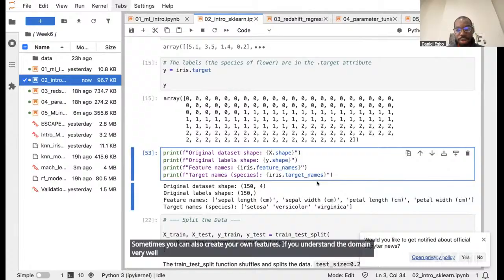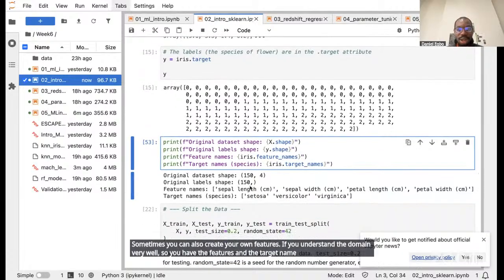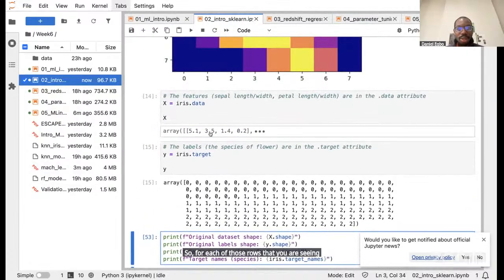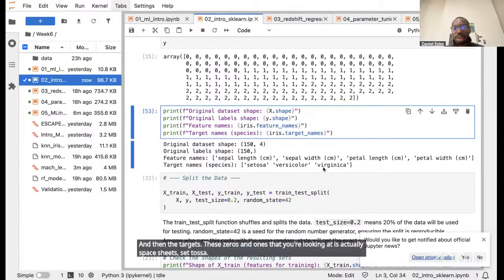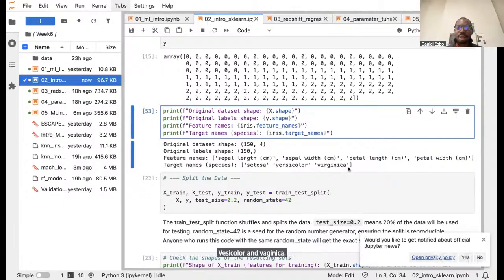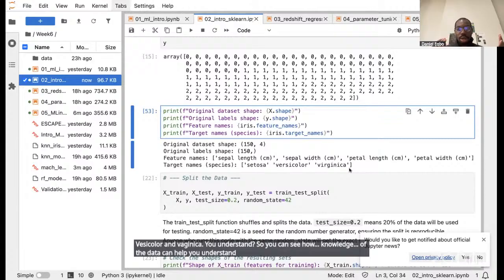So you have the features and the target names. Here it prints out the feature names. For each of those rows that you are seeing here, 1, 2, 3, 4, they represent something: sepal length, sepal width, petal length, and petal width. And then the targets, these zeros and ones that you're looking at, are actually the species: Setosa, versicolor, and virginica. You understand? So you can see how knowledge of the data can help you understand how to design your data.